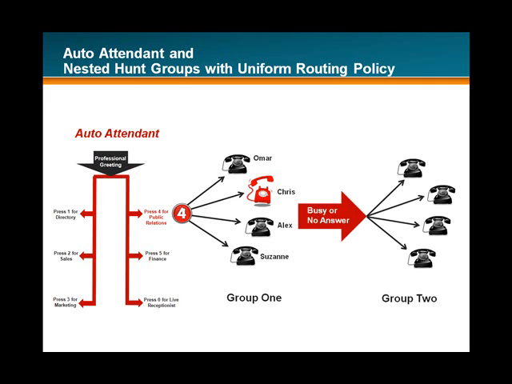If all the employees in the PR department are busy or there is no answer, the calls will be routed to the secondary backup hunt group. This is known as a nested hunt group. The company has also chosen to use the same routing policy for the second group, but they could have chosen any other routing policy.